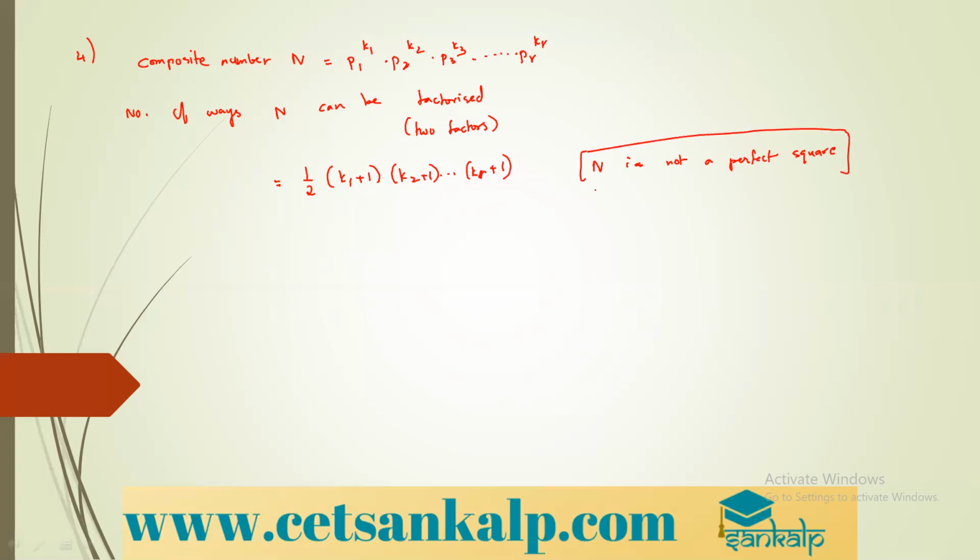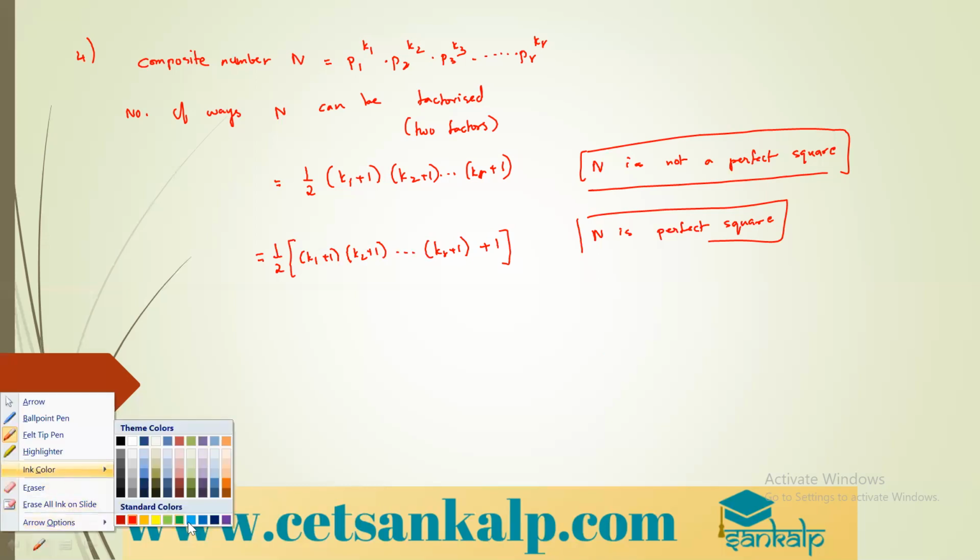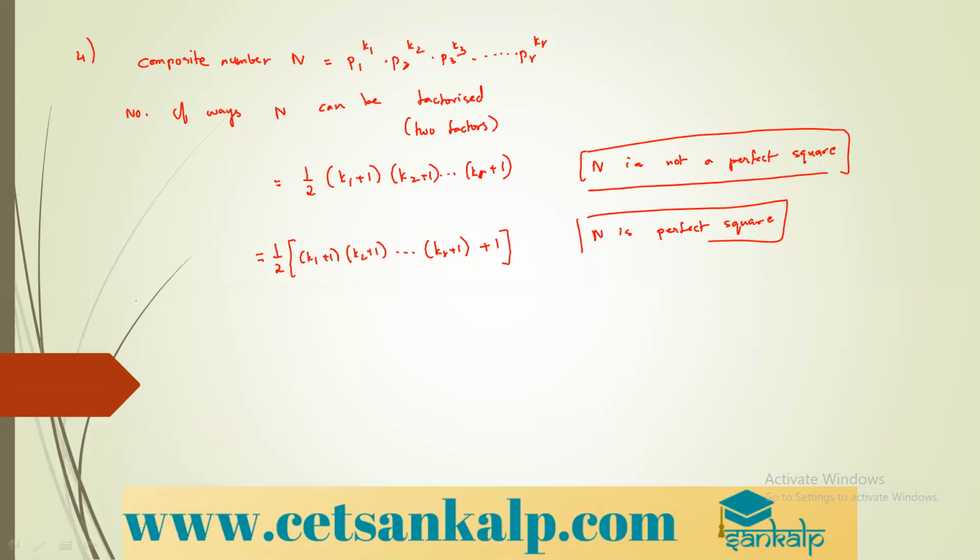I will box it. Then what will happen if n is a perfect square? Will there be another formula? Yes, there is another formula if n is a perfect square. That is half into K1 plus 1 into K2 plus 1 into like that Kr plus 1, after that plus 1. So these are the two formulas. How will you see this in the problem? Suppose I'll give you the same number 38,808.